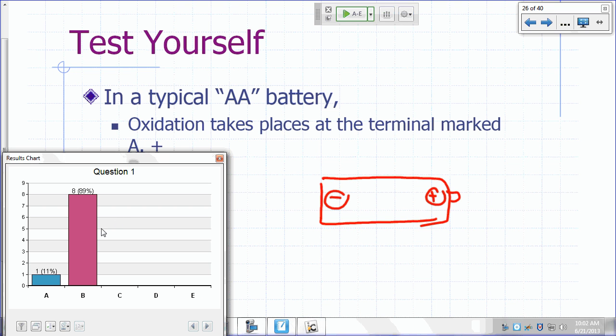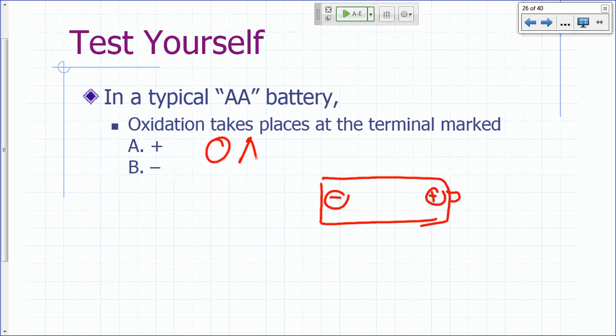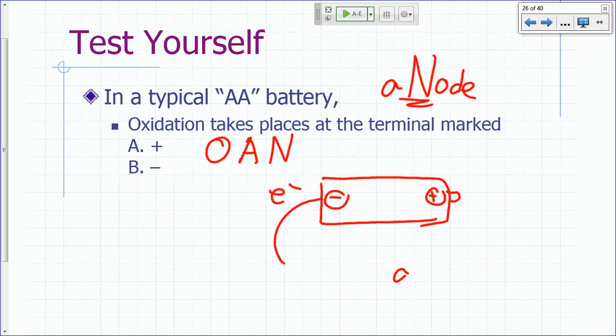So, at the negative terminal, that's where oxidation takes place. Okay, oxidation takes place at the anode, and that's where the electrons come out. The anode is negative. So in a galvanic cell, the anode is negative. All right, here's a good way to remember that the anode is negative in a galvanic cell. Cathode is positive in a galvanic cell.